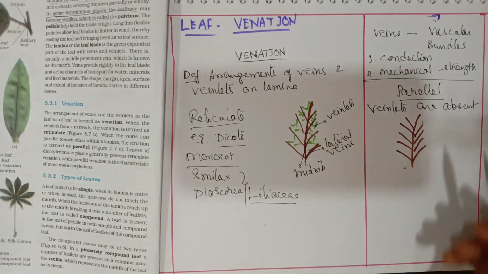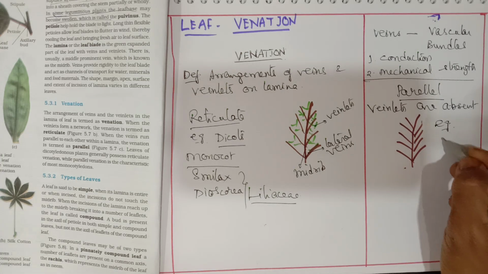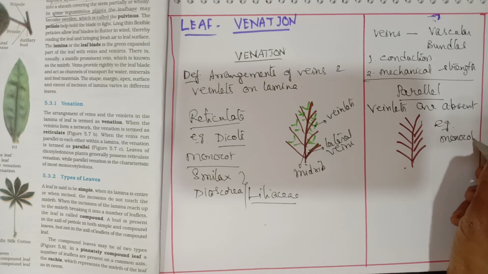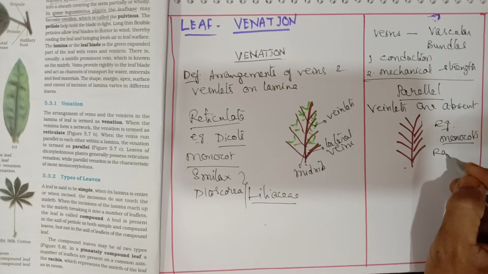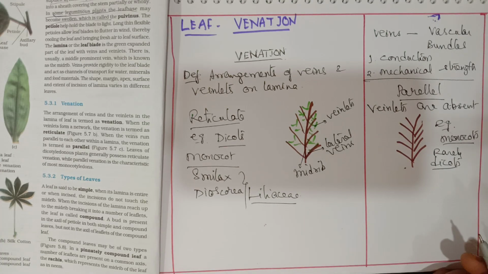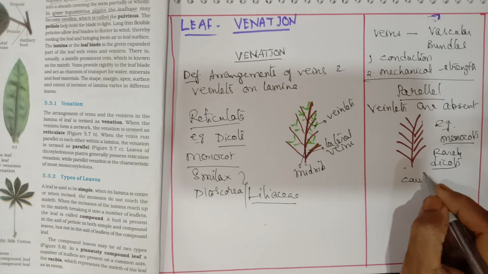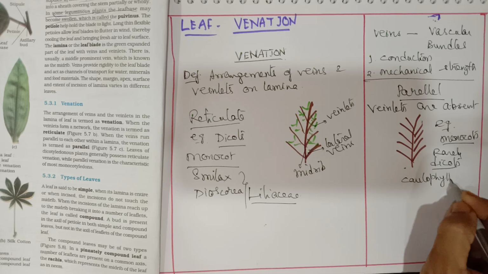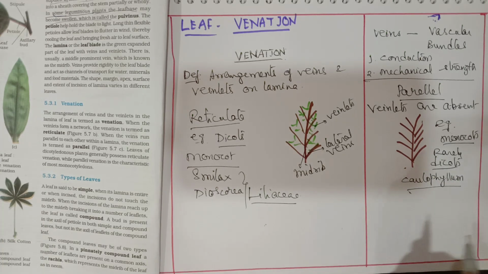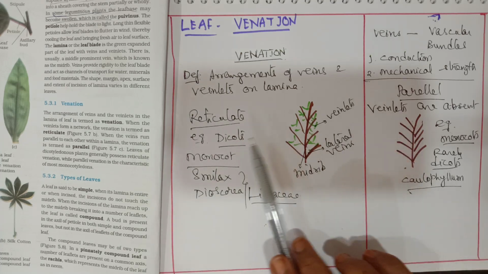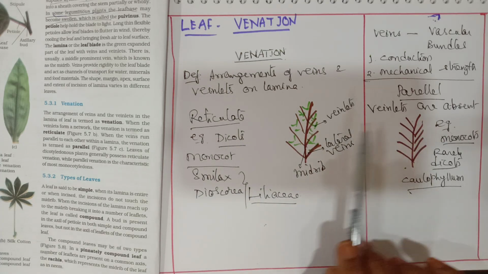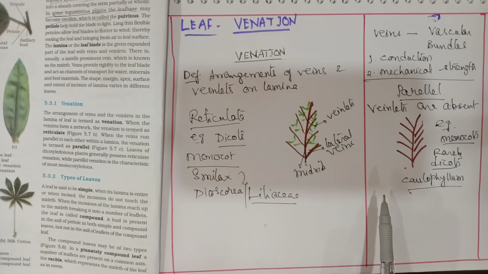Examples of parallel venation: generally monocots. Rarely some dicots can show parallel venation. Just for information, one example I'll give you is Calophyllum. Otherwise NCERT does not give any examples. From the NCERT point of view, you have to know only the main differences between reticulate and parallel venation. Okay, that is about venation.